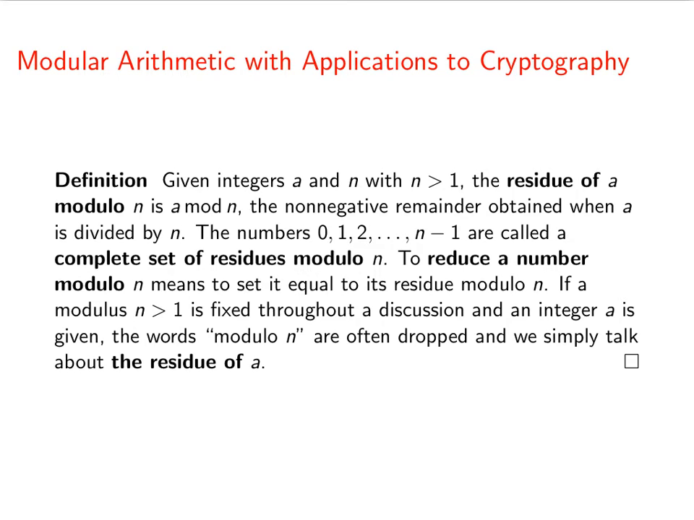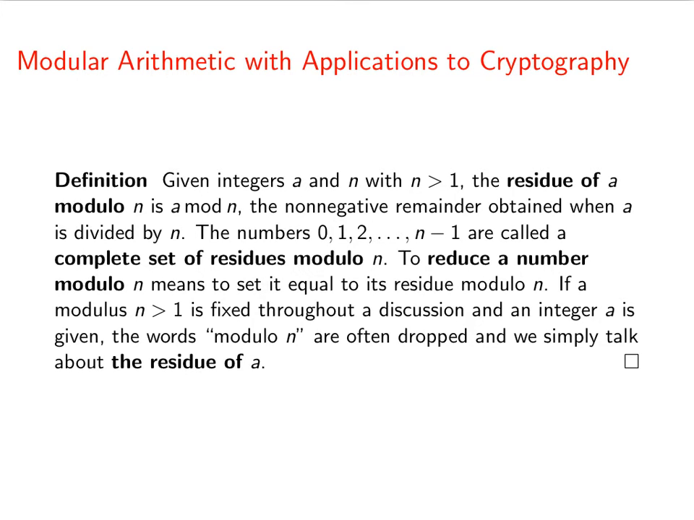Let's give a definition to tie all this together. If we have integers a and n, where n is bigger than 1, then the residue of a modulo n is a mod n. It's the non-negative remainder that we get when a is divided by n. And the numbers 0, 1, 2, up to n minus 1 are called a complete set of residues modulo n.